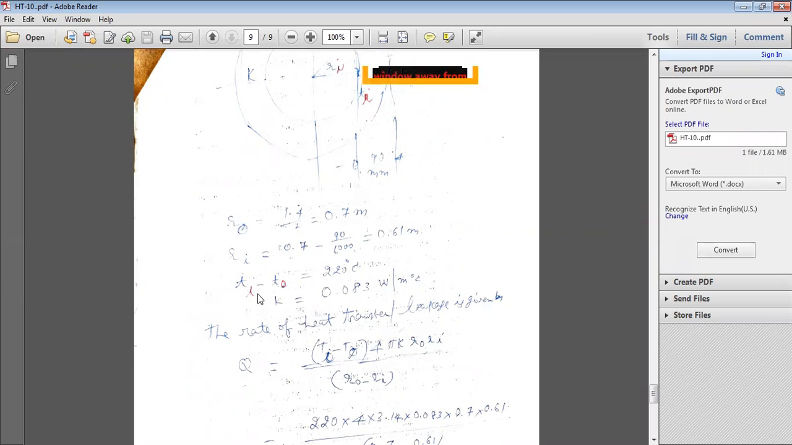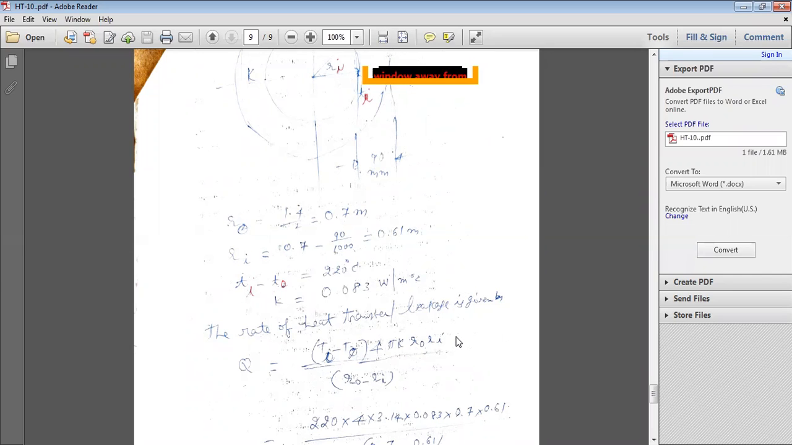Then the temperature difference is given directly, that is Ti minus To. Generally Ti is greater than To. That's why Ti minus To is given as 220 degrees centigrade. He has not given Ti or To, he has given only the temperature drop, that is 220 degrees centigrade. And the thermal conductivity of the sphere, K, is given as 0.083 watt per meter Kelvin.